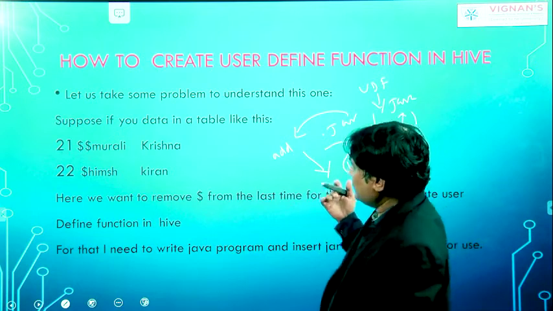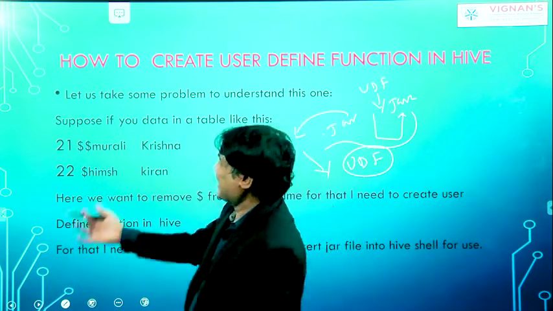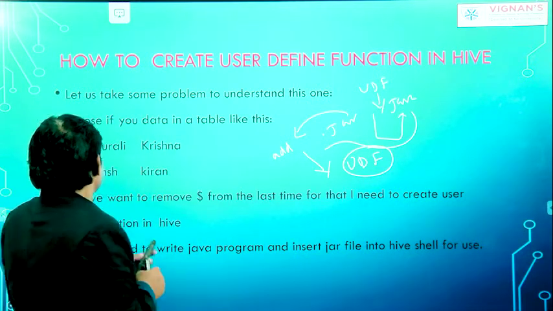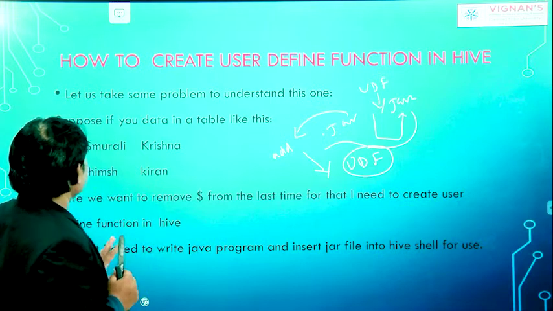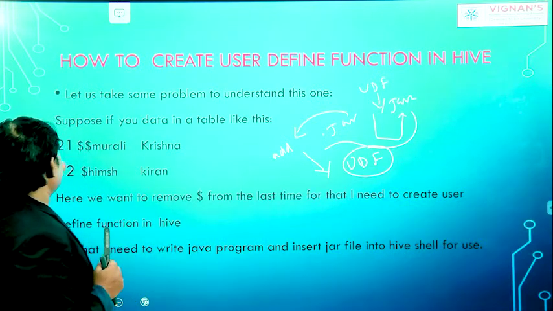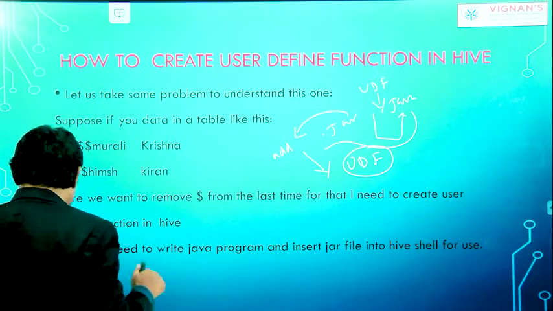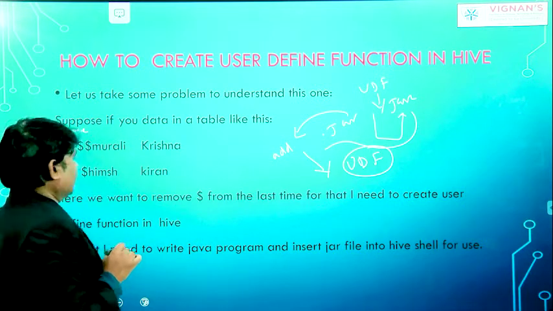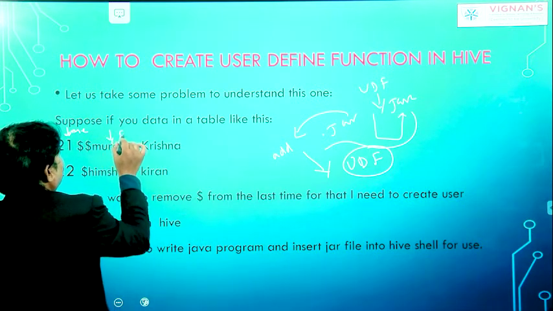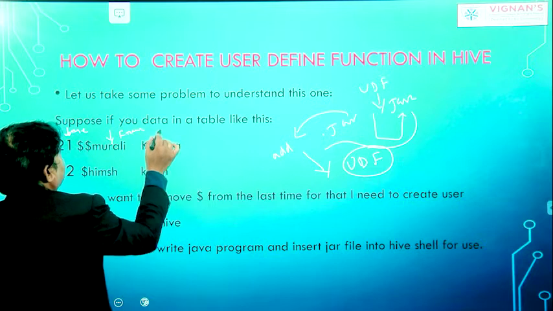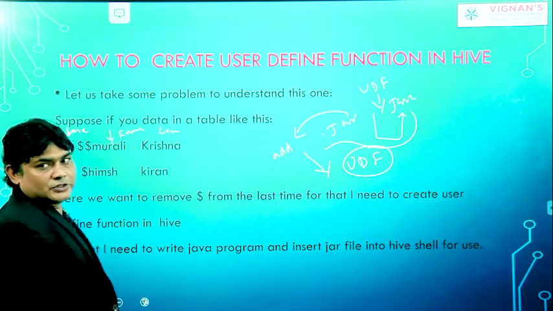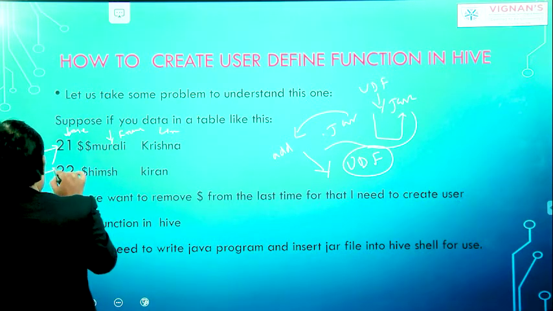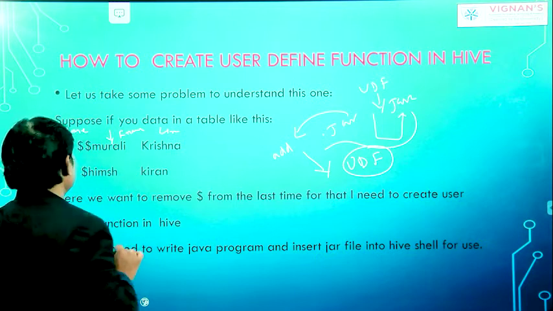So let me help you understand some real-time scenarios, how it works. Suppose I have a file. In this file, I have the ID number, or suppose you take age. I have the age, 21. Then I have the first name, F name, and then the last name. So in this file we have two records. For simplicity, I am just taking two records.